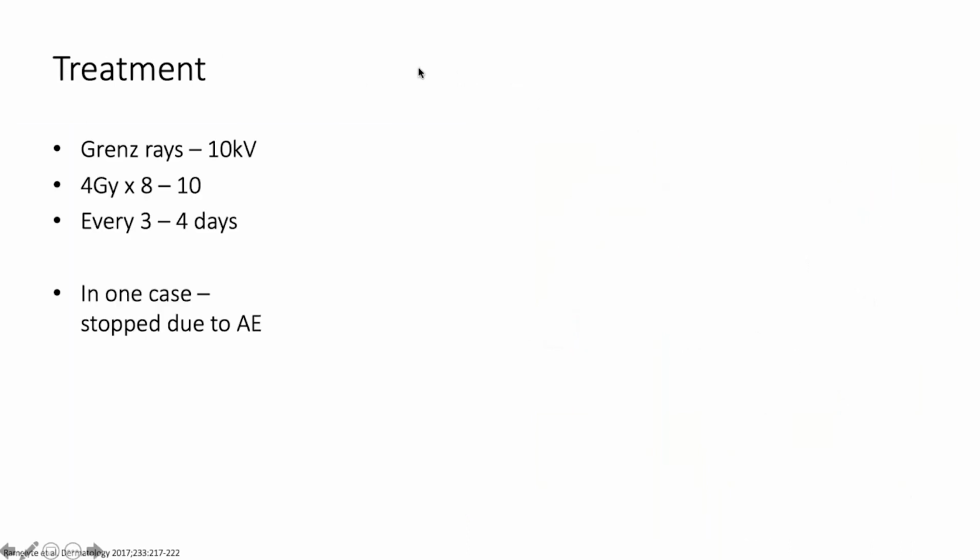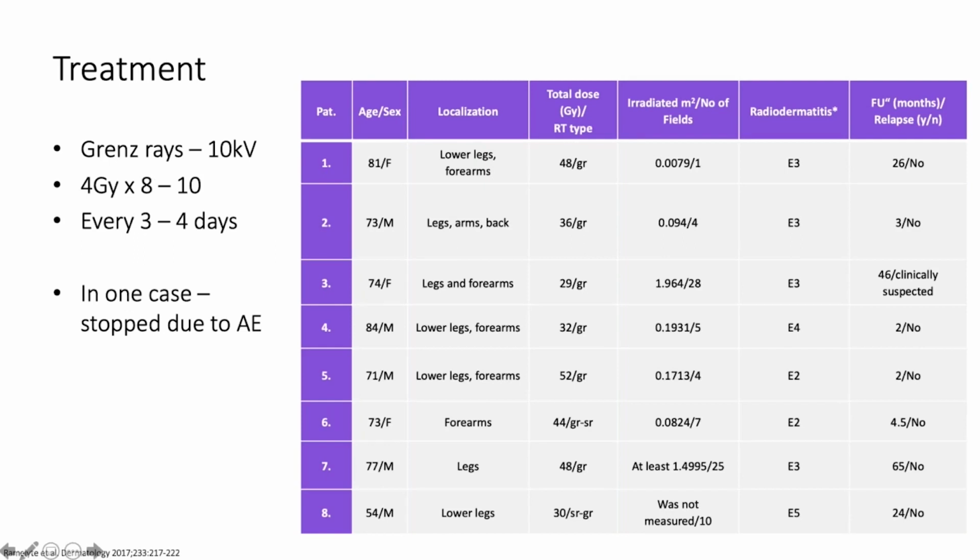So those patients received treatment with Grenz rays with 10 kilovolt for 4 gray 8 to 10 times every 3 to 4 days. All patients were able to finish the treatment, with the exception of one case which was stopped due to adverse events. And here you can see the total dose that the patient received that ranged from 29 in one case to 52 in another case.